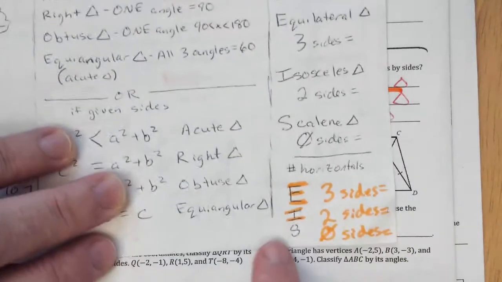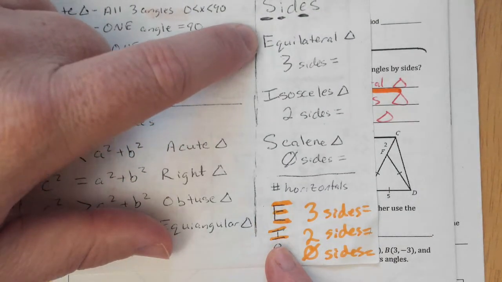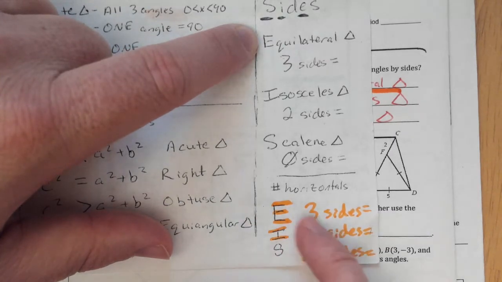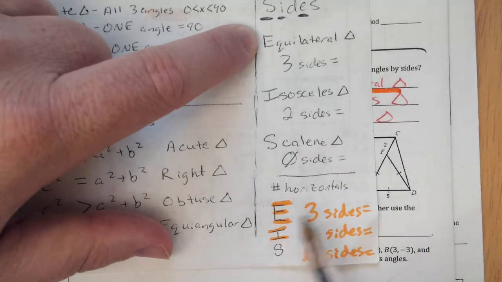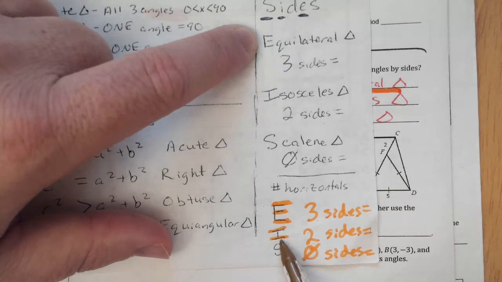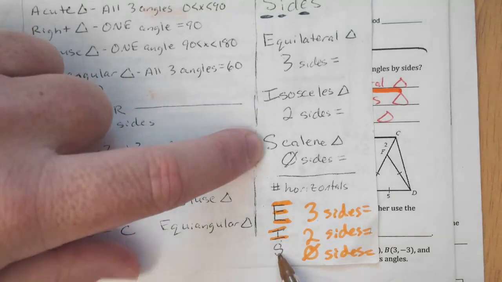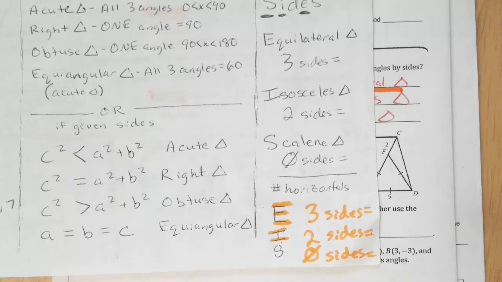Okay, now classifying by sides. So think along the lines of how many horizontal lines are there. So the letter E has 3 horizontal lines. So if 3 sides are equal, then it's equilateral. So if 3 sides are equal, then 3 angles are equal. Anyway, the letter I has 2 horizontal lines. So there's 2 sides equal. And S has no horizontal lines, so 0 sides are equal. So that's a good way just to remember it.